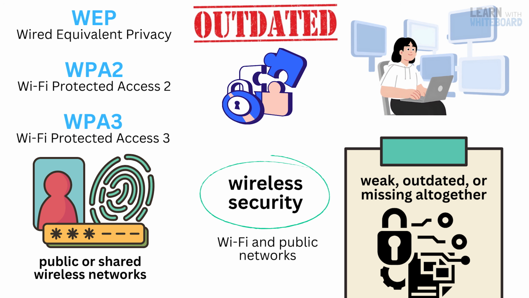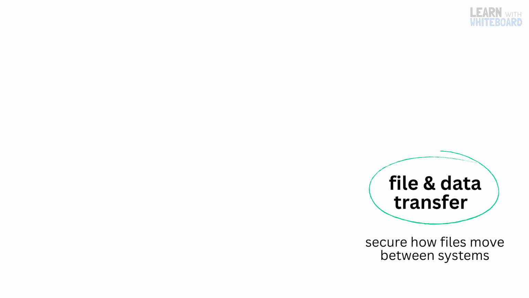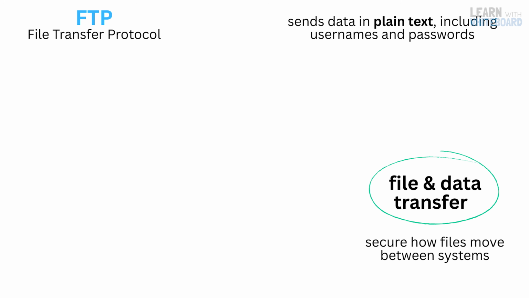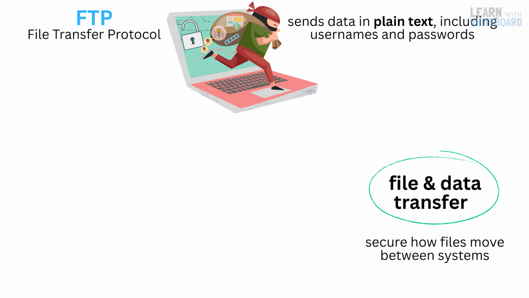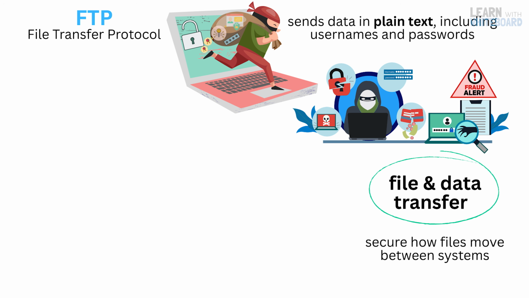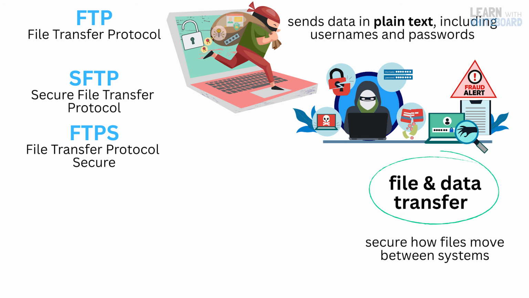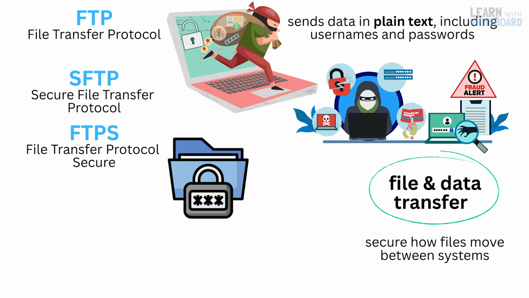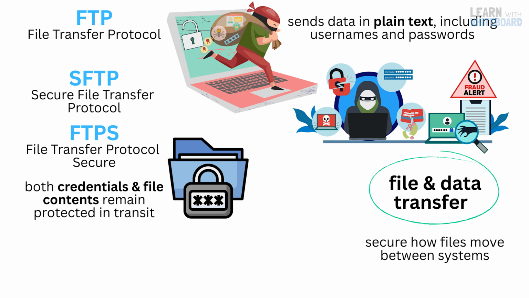Up next, we have file transfer protocols, which are often overlooked but incredibly dangerous when misused. FTP sends data in plain text, including usernames and passwords, which means anyone monitoring the network can easily capture sensitive information during a transfer. This makes FTP especially dangerous on shared networks or over the public internet, where attackers are often actively listening. SFTP and FTPS fix this by encrypting file transfers using secure channels, ensuring that both credentials and file contents remain protected in transit.